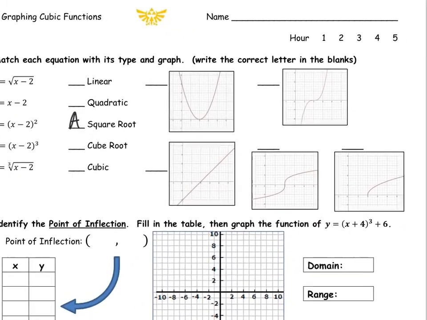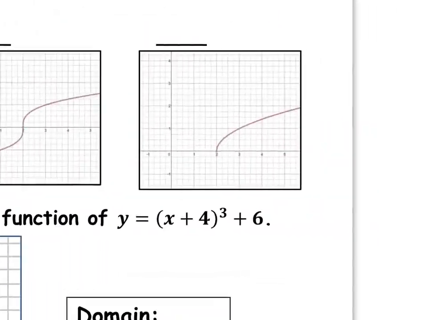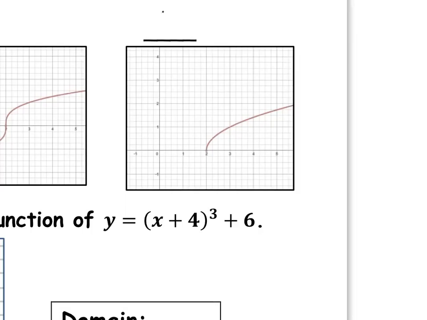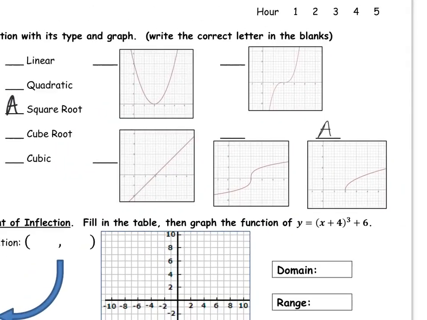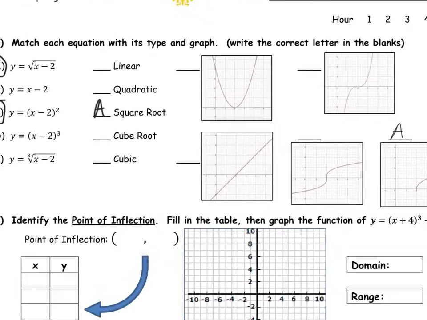is this one right here. It starts at 2, 0, and it arcs upward from there. Next, let's look at C.